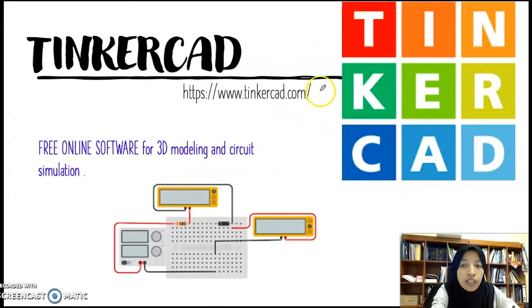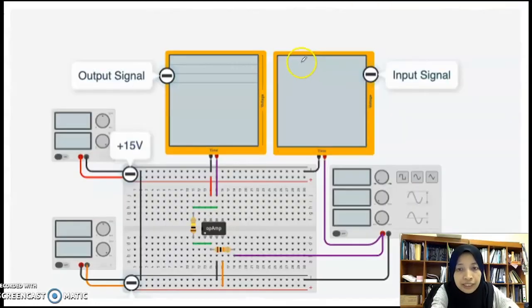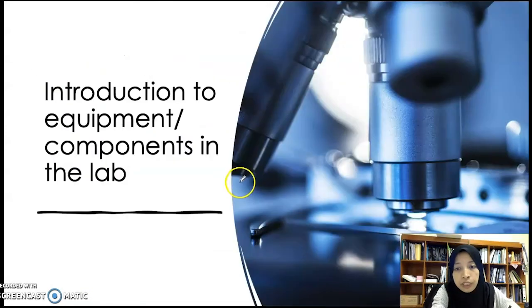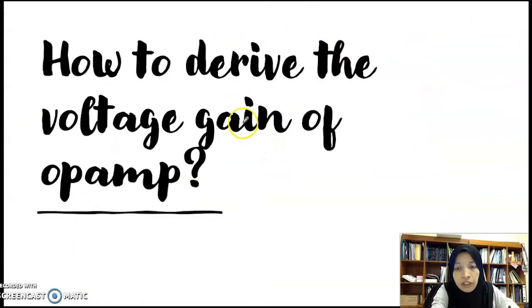Okay, software to use for this experiment. There are two software. The first one is, as usual, Tinkercad, and this is an example representation of your circuits. This is an op-amp IC. How many pins do you have here? 8 pins. You need to make sure that the pins are connected correctly.